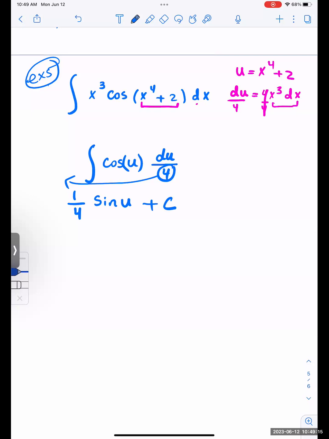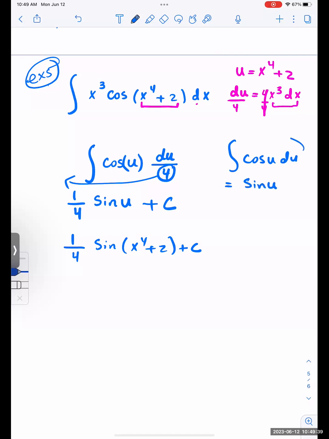What is u? You need to now substitute it back. So it's 1/4 sine x to the power 4 plus 2. Maybe another lesson to take from now: the integral of cosine u du is equal to positive sine u, or the integral of cosine x dx is sine x. Of course, plus c.